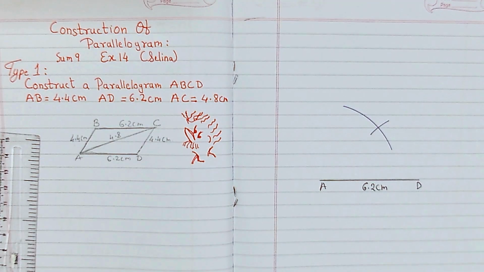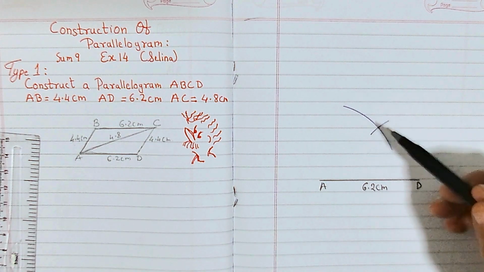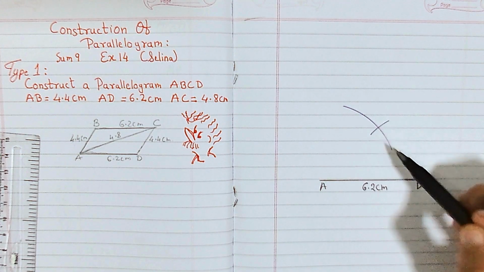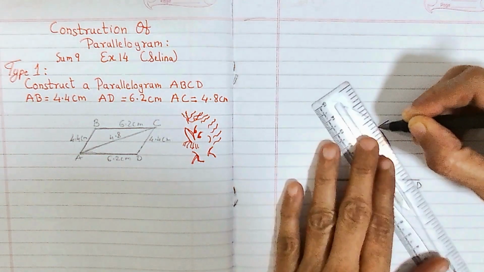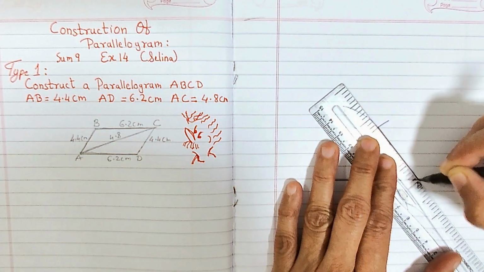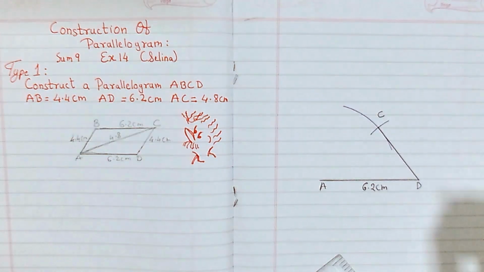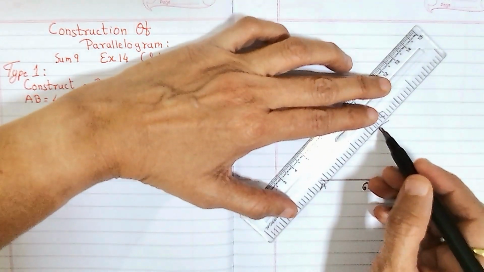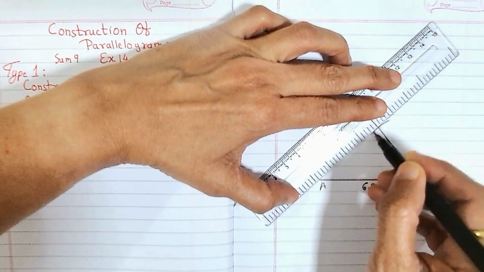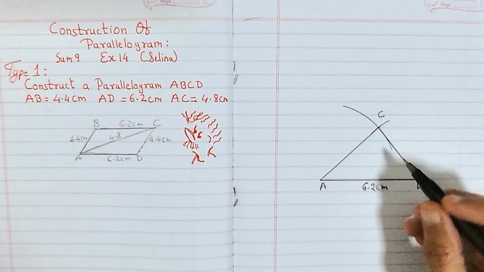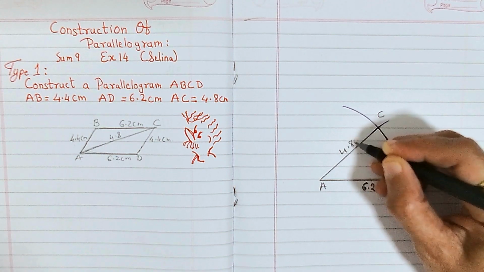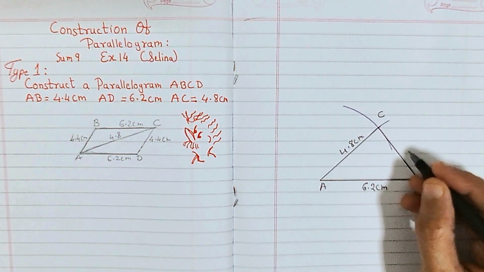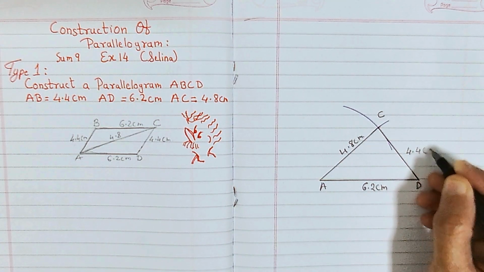So here we are successful in locating point C, which is the intersecting point of the arcs. Join the point of intersection with D, and this point is point C. You can join AC also. AC is a diagonal. So here we got AC as 4.8 centimeter and DC 4.4 centimeter.